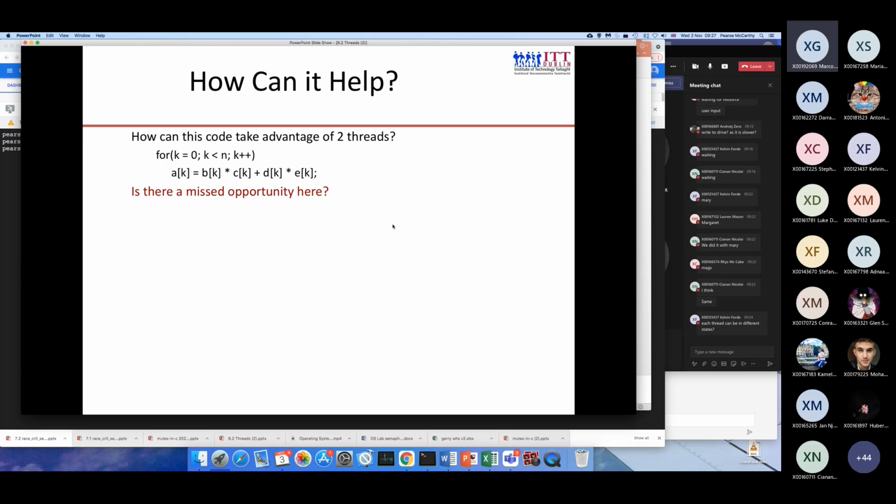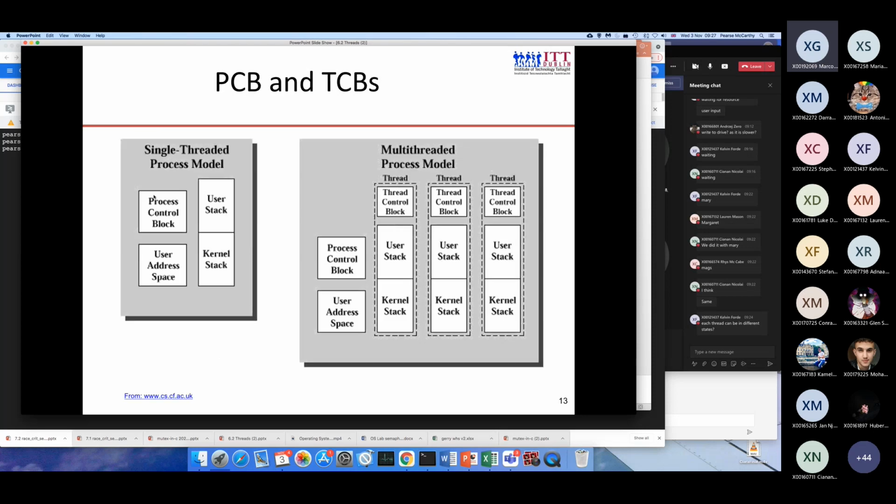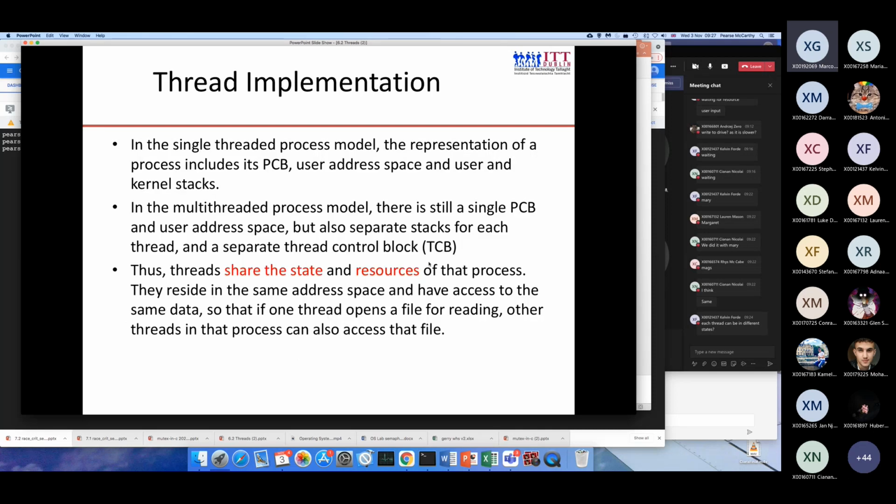So we did PCBs. In a single threaded process model, you have a process control block. The user address space is just the entire space that the process takes up in memory, and in there you've got two different stacks. Don't worry about it. Basically, all this is trying to convey is that's a single process model. When you go to a multi-threaded process model, everything to do with execution gets a separate copy, but there's still only one of these. That's the only message you need to watch. Anything to do with execution, you get a separate copy of it. Anything to do with resource ownership or the process stays the same.